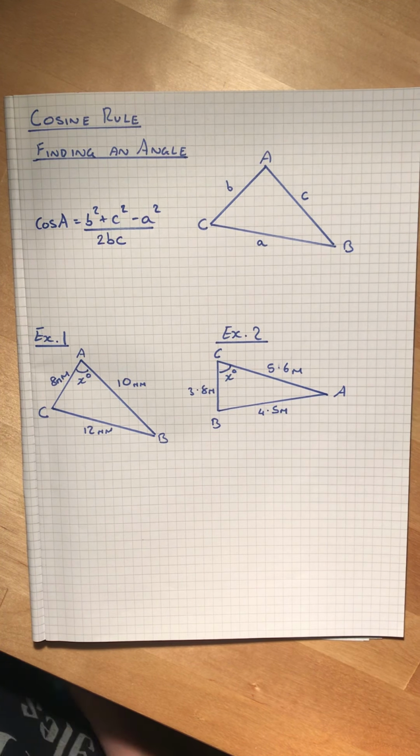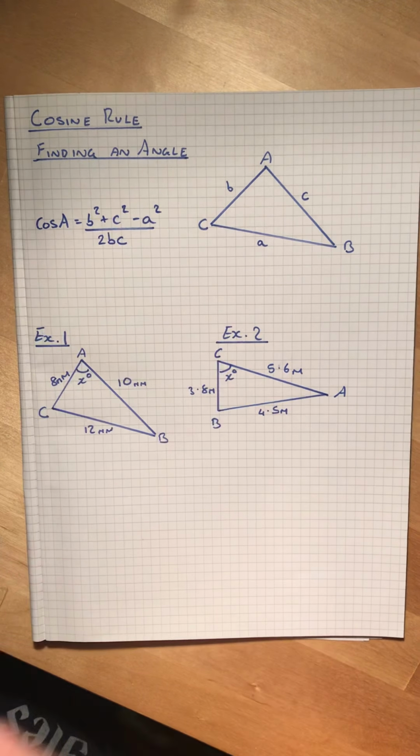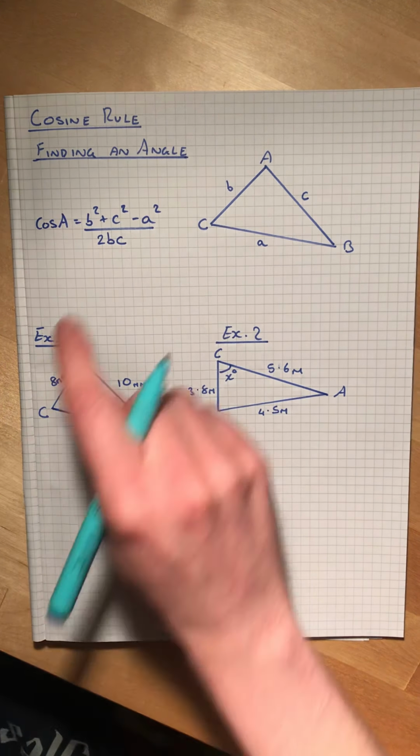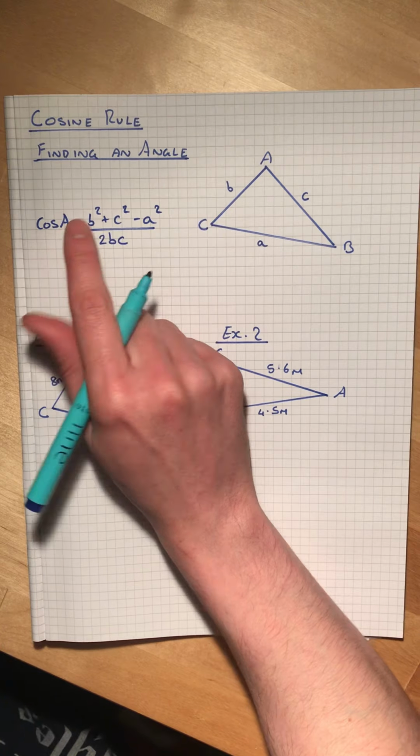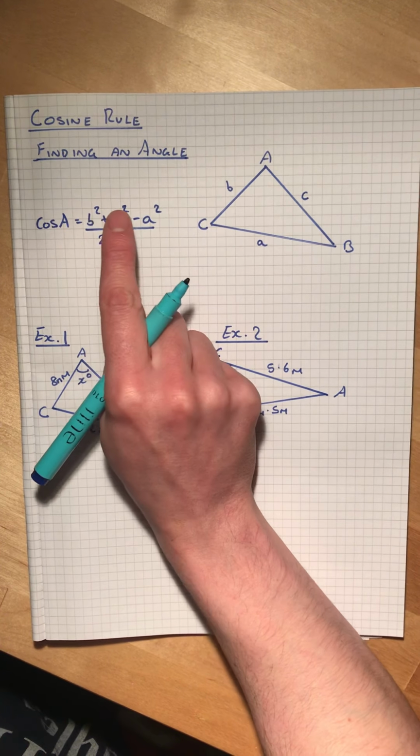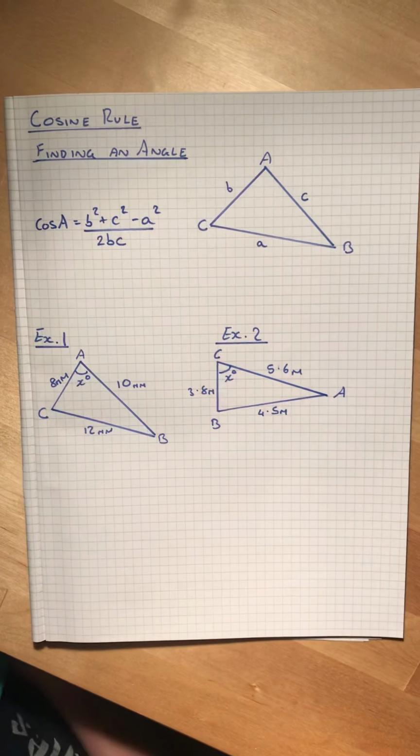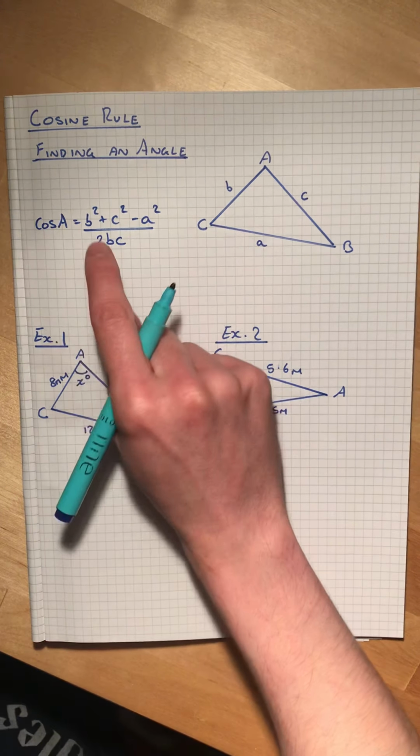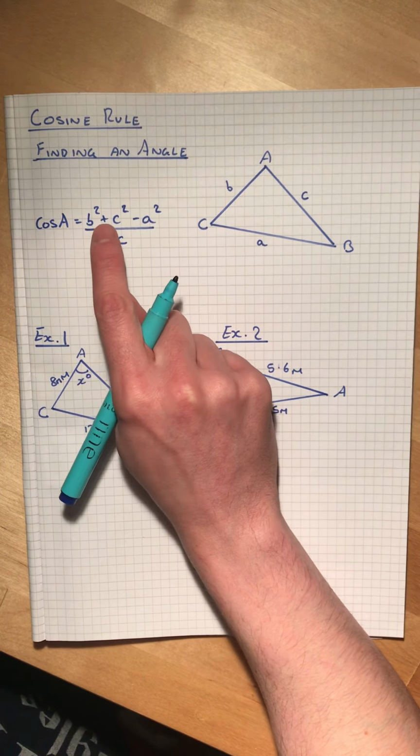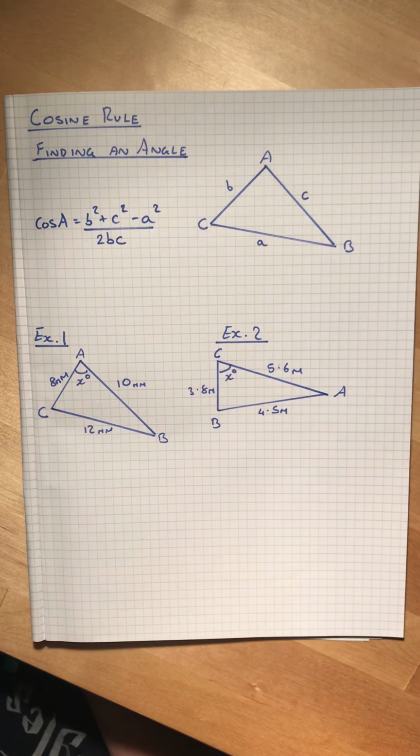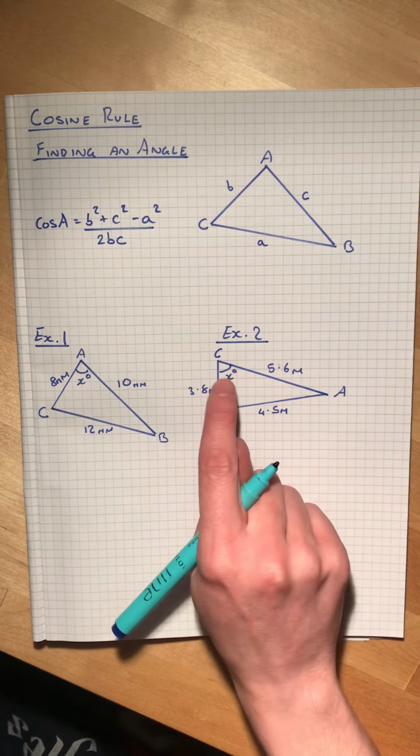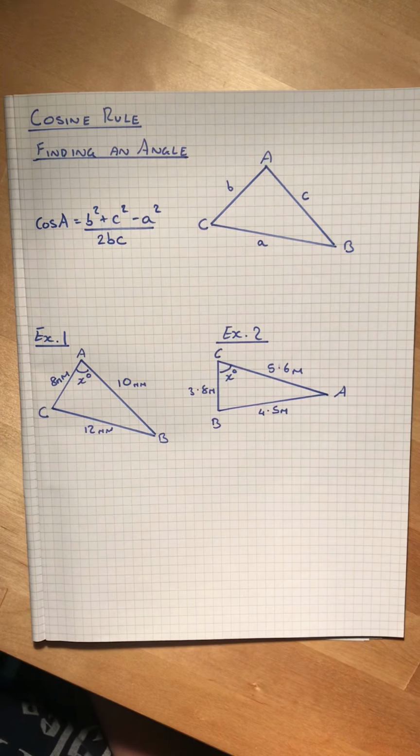So again, if we look at what this really means, what's noticeable is that if we want an angle using the cosine rule, we need to know all three sides. That's the biggest indication of whether we're using the cosine rule when deciding between sine rule or cosine rule. If you've got all three sides and you're finding an angle, it's cosine rule.